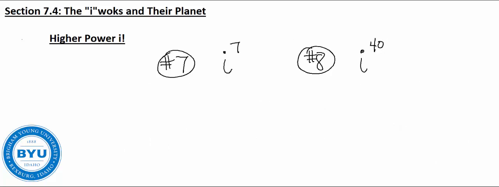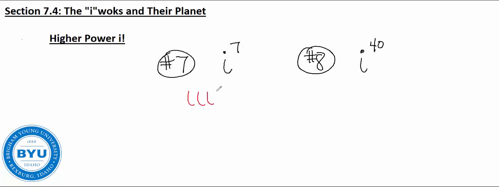Okay, it's time for you to try a higher powered i. Go ahead and pause the video. On number 7, you're going to do i to the 7th. And on number 8, you've got to do i to the 40th. Woohoo! Good luck.